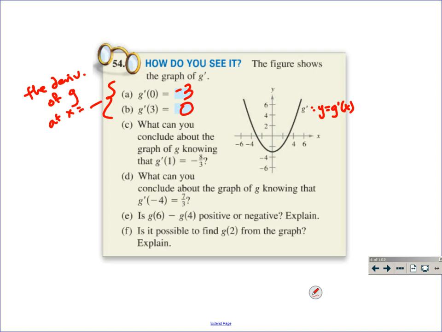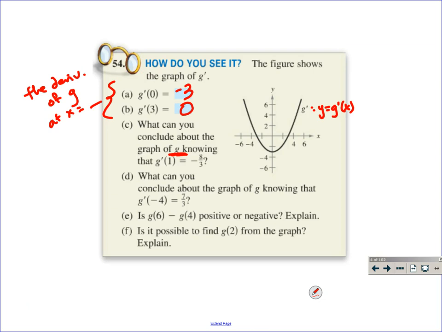Now what's going on with letter C when it says, what can you conclude about the graph of G? Uh-oh. Now I'm looking back, right? Knowing that G prime of 1 is -8/3. Something awkward. They told me the number. What do I know that G is doing, or that G has? Did anybody come up with anything? Notes open. Look at the verbal description of a derivative. What are those?